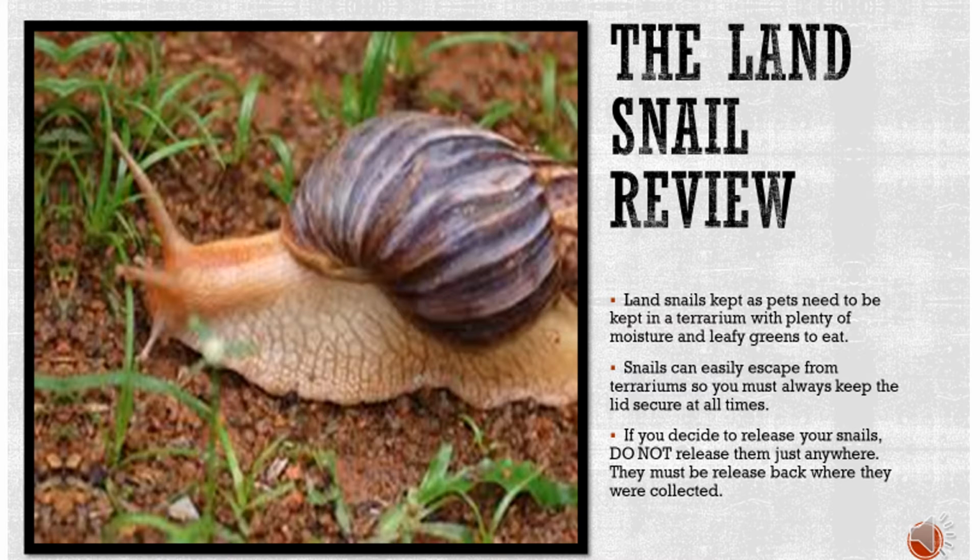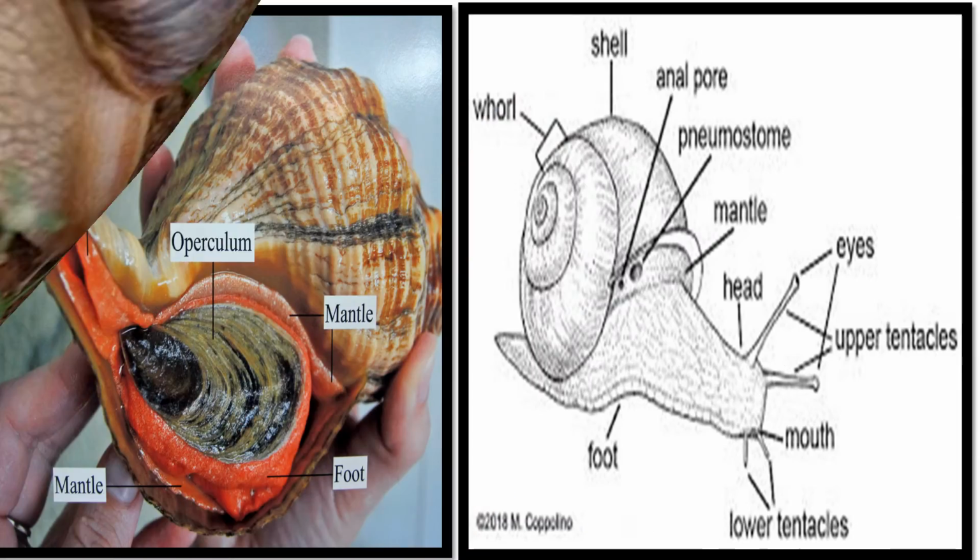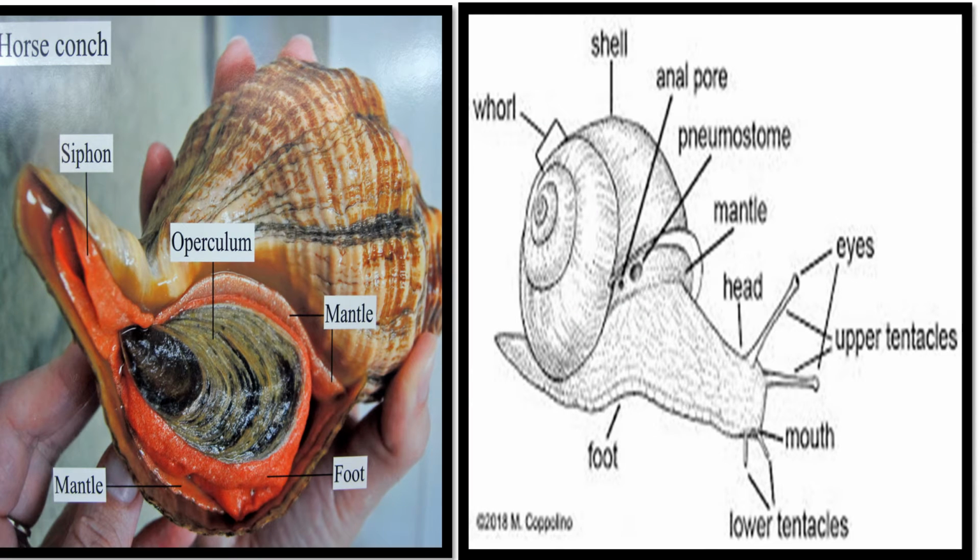The land snail and the sea snail, you'll see, have a lot in common at first glance, but when you dive in deeper, notice that they actually are more different than you had originally thought. On the left, we have a horse conch, which is actually a sea snail. And then on the right is your typical garden snail, or land snail.